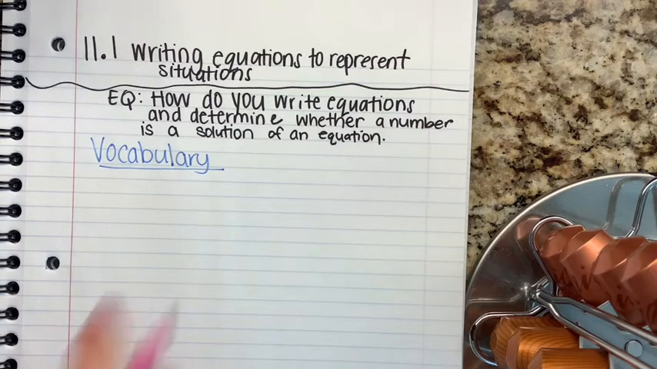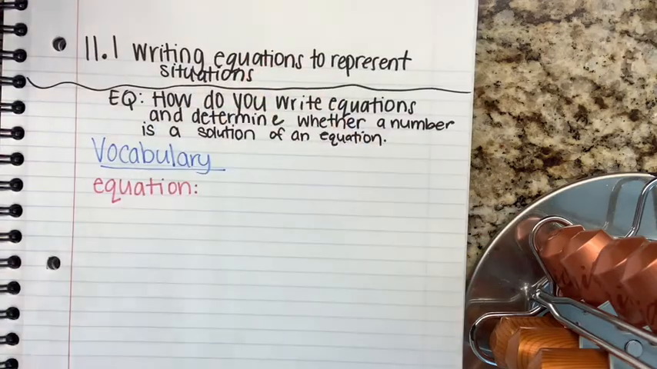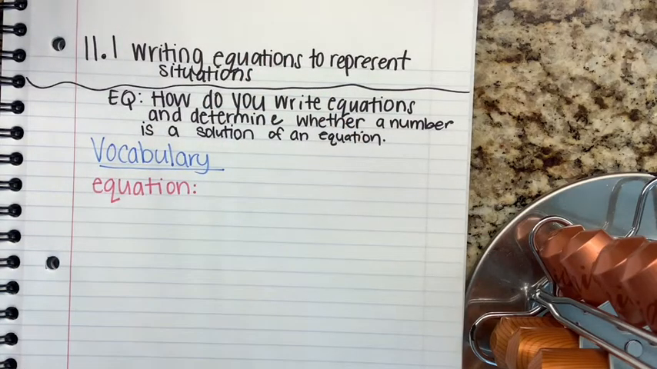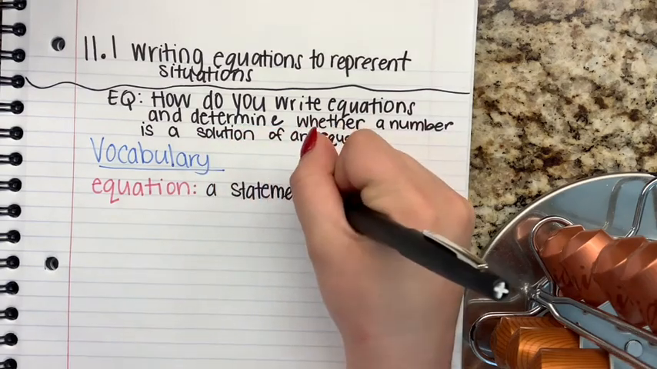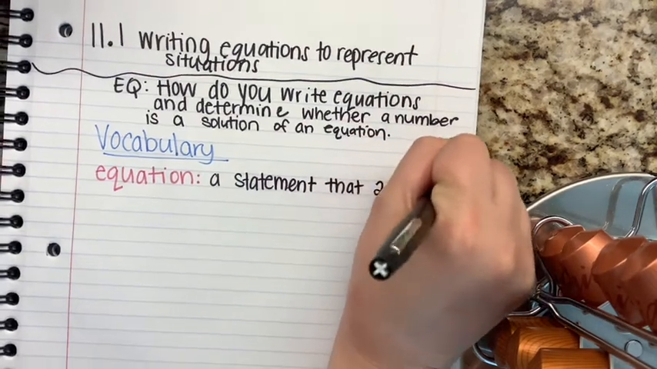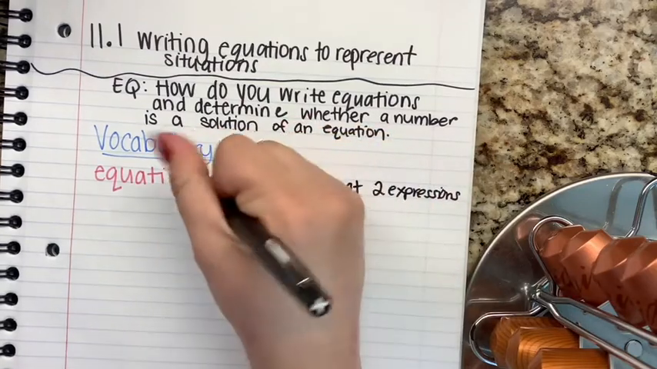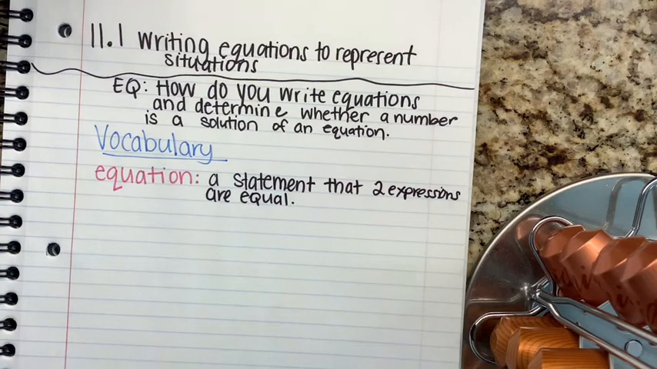And as you can see, I am color coding. So our first vocabulary word is equation. Previously, we had talked about expressions. Now we're moving on to equations. An equation is a statement that two expressions are equal.